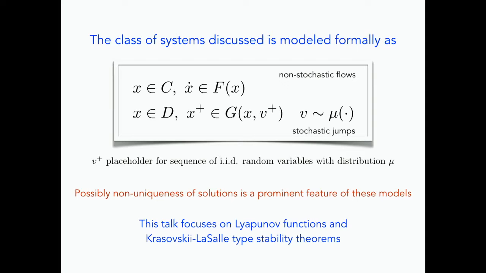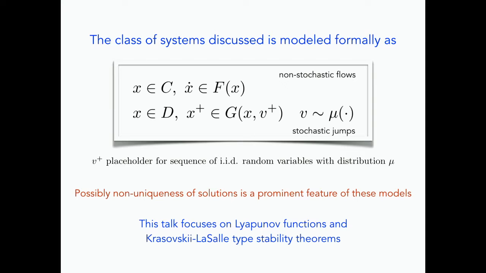So the state X evolves in a Euclidean space, but is constrained to a flow set C when it flows and should satisfy a differential inclusion when it flows. It's constrained to a jump set D when it jumps, and it satisfies a difference inclusion. And there's where the randomness shows up, that B plus is a placeholder for a sequence of IID random variables with a distribution mu. One of the prominent features of these models is that the solutions aren't necessarily unique.